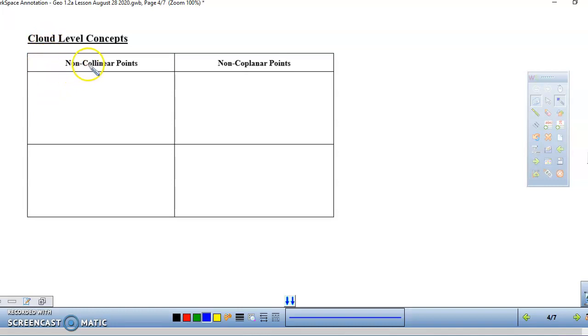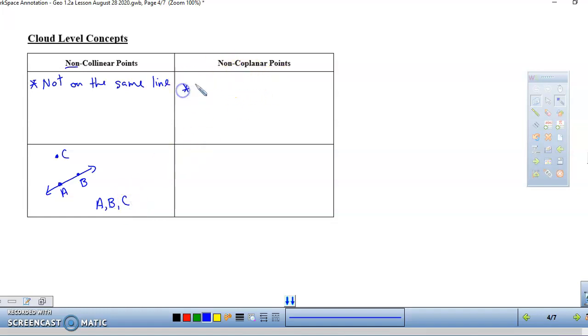Okay, so non-collinear. So it's exactly what it sounds like. They're just not on the same line. That's exactly what it sounds like. Okay, so when you do that, you have 2 points, and then you'd have another point off the line. So if I have A, and then I have B, and then C, which is not on the line, then those 3 points would be non-collinear.